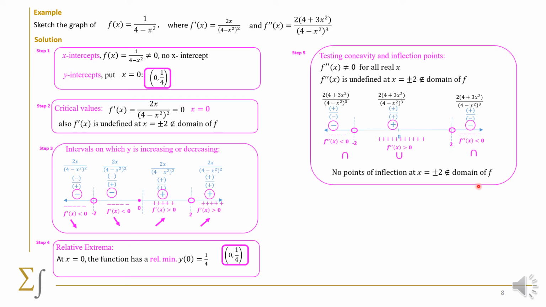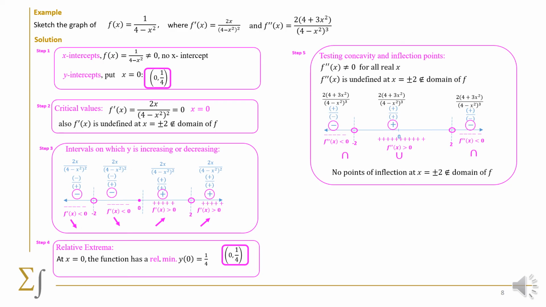Okay, so we find that the concavity is changing to the left and to the right of each of -2 and 2, but we cannot find a point of inflection at any of these because the word point means that we need to have an x coordinate and a y coordinate, and we cannot find the corresponding y because the function is undefined at ±2.